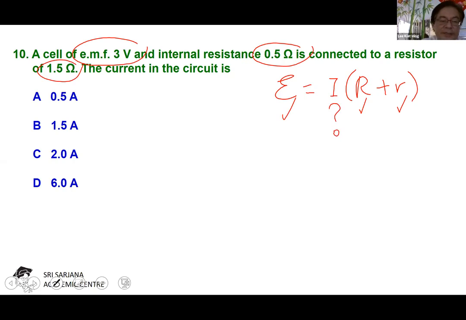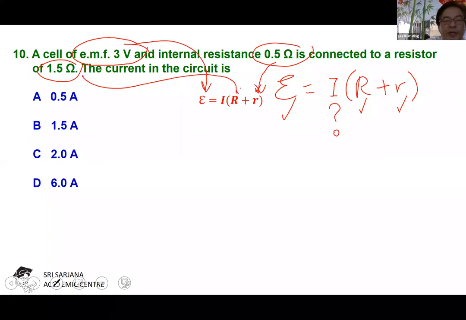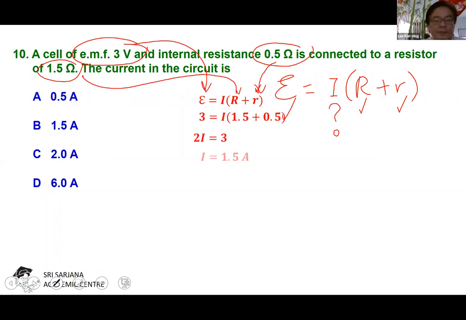Looking at this is easy, but if your brain does not have this formula, then you probably don't even know that you are going to do simple work. Put the 3 into the E, put the 0.5 into the small r, and put the 1.5 into the big R, and the only unknown is going to be current. So 1.5 plus 0.5 becomes 2. 2I equals 3, so I equals 1.5. Shall we move to the next one?